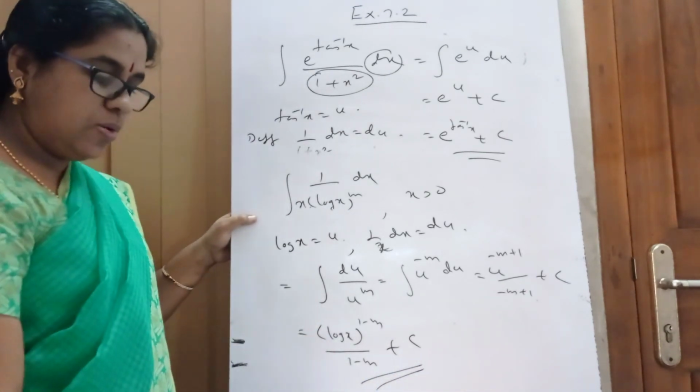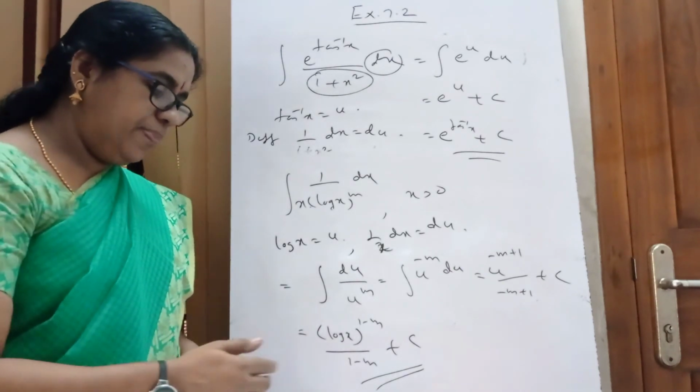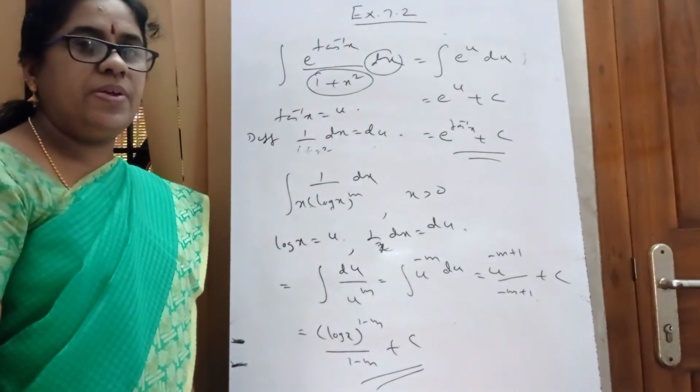So we can conclude here. This is the end of this exercise 7.2. Two or three questions are there. It's a very simple question. You can do that. Okay, thank you, children.